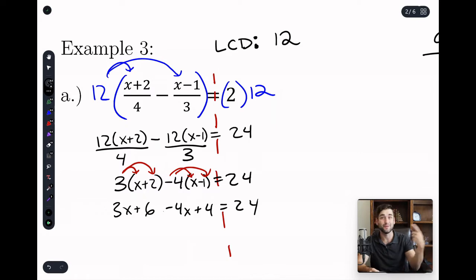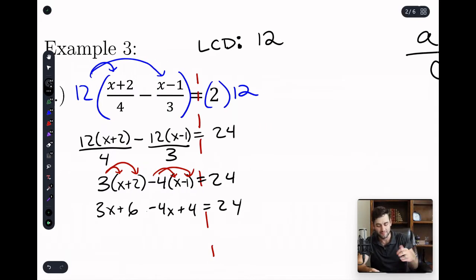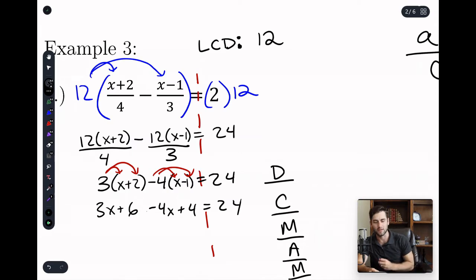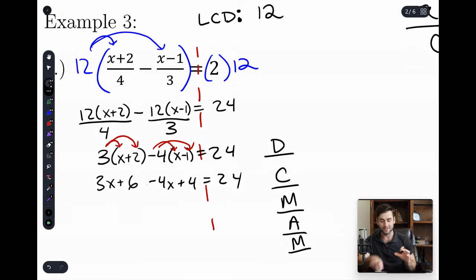We've already done this. Now we got to combine like terms. I'm not going to write it out on the side, but you can if you want to. Actually, I am going to do that. Distribute, combine, M, A, M. I said I wasn't going to do it, and I did it anyways. All right, so let's see. 3x plus 6. We're going to combine like terms.